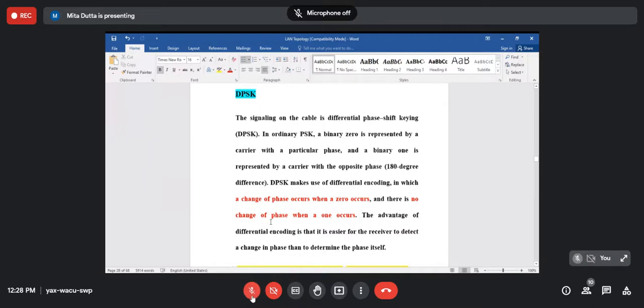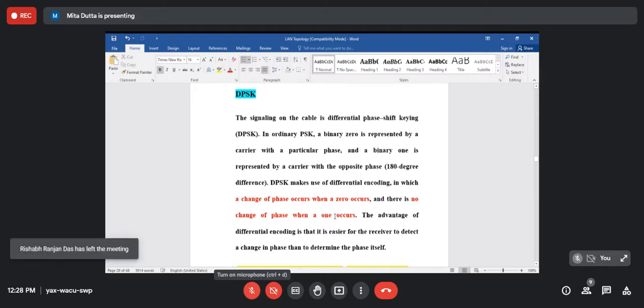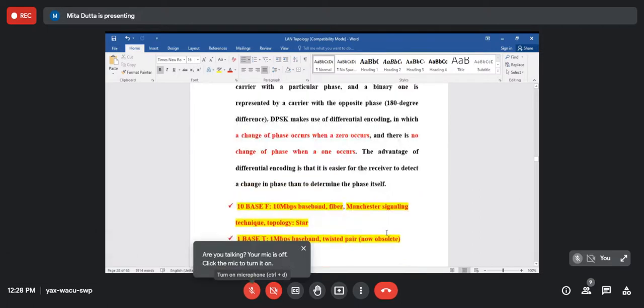Clear? But we can use either way. We can use 1 for change, or we can use 0 for change. But here in DPSK, change in phase occurs when 0 occurs, and no change in phase occurs when 1 occurs. It will remain in the same state. So that is why it is easier for the receiver to detect the change in phase, not to determine the phase itself, whether it is a 0-degree phase carrier or a 180-degree phase carrier. Clear?